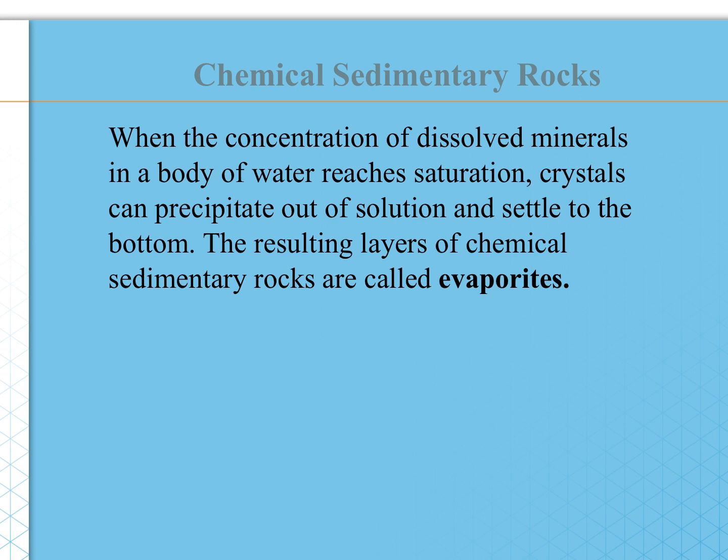Then we have the chemical sedimentary rocks. And here you're seeing concentration of dissolved minerals in a body of water reaches saturation. Saturation means that the water has all that it can possibly hold, and it can't hold any more. And if you put even one more in there, it's going to fall out of solution, or it's going to precipitate. So this is pretty cool, because now we can make evaporites by driving the water off. You're going to keep hitting this saturation level, and with that you keep precipitating down.